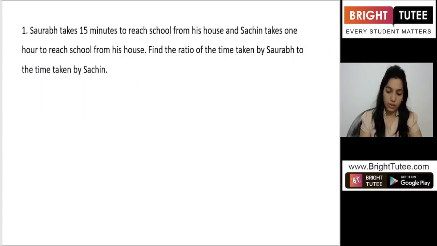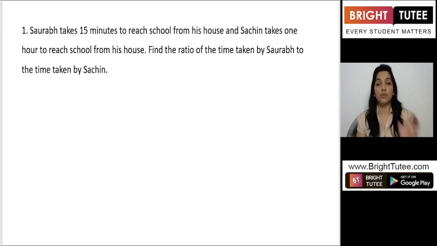Moving to the next question, it says Saurabh takes 15 minutes to reach school from his house and Sachin takes 1 hour to reach school from his house. We need to find the ratio of the time taken by Saurabh to the time taken by Sachin. So we are required to find the ratio of Saurabh to Sachin.